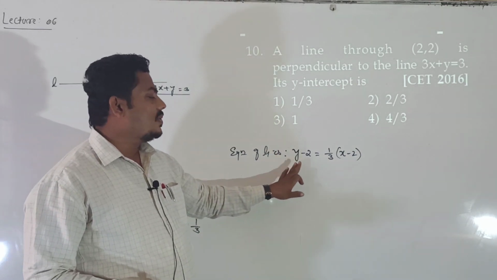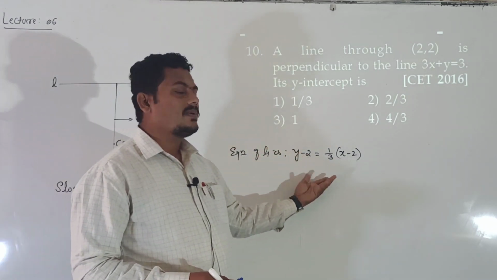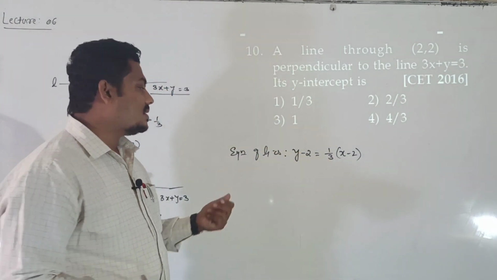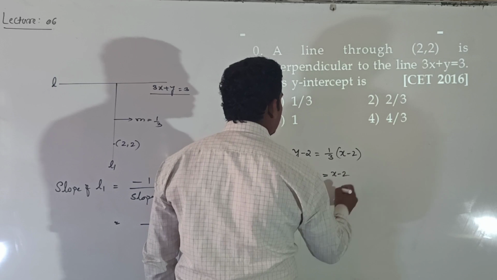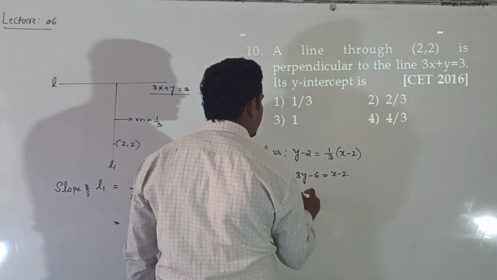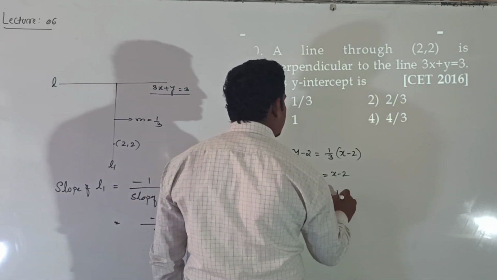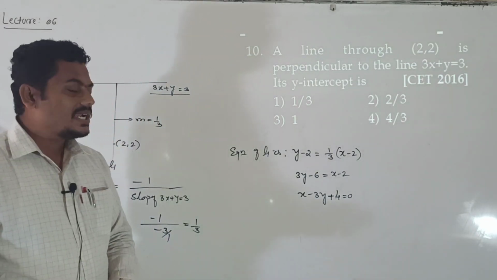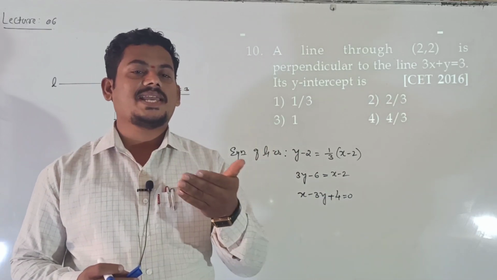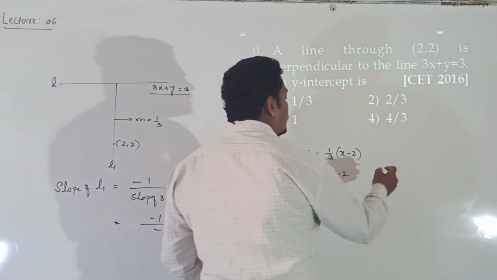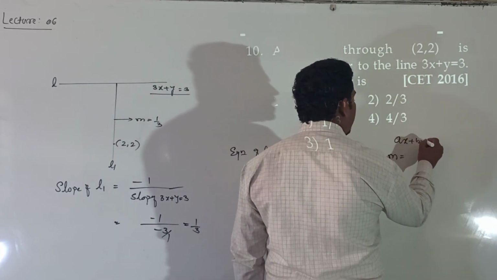Now the equation of line L1, we want the y-intercept of L1. First write it in the form ax plus by plus c, then write its y-intercept. 3y minus 6 equal to x minus 2. Then just rearranging, x minus 3y plus 4 equal to 0. Now it is in the form ax plus by plus c equal to 0.